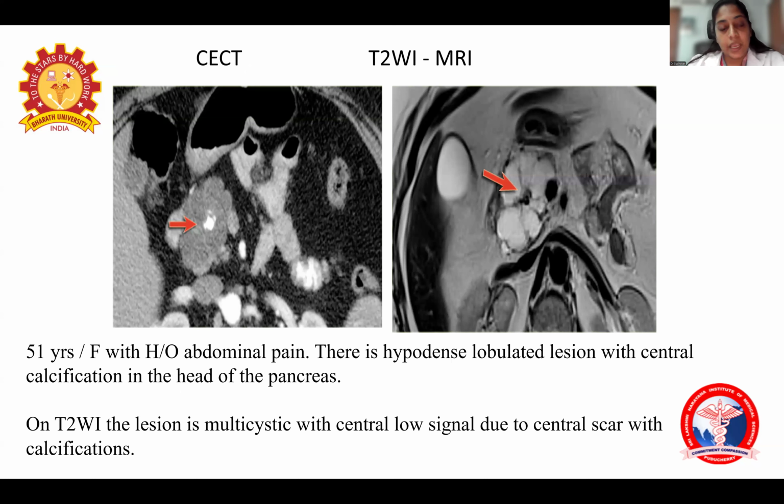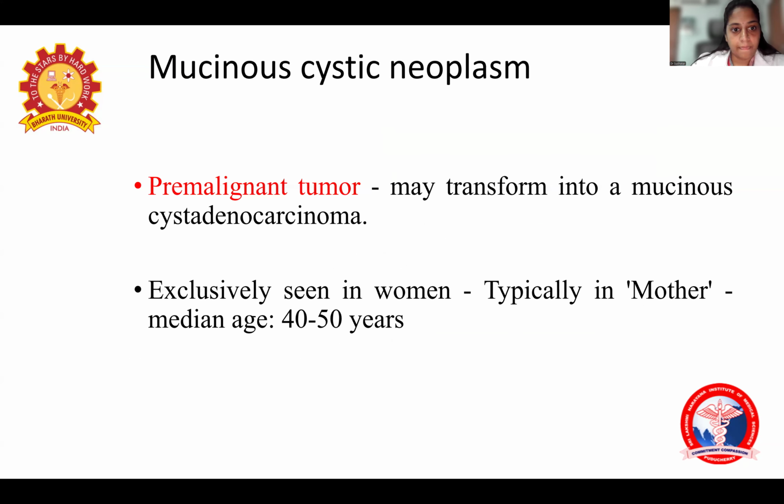See, this is an MRI T2 weighted image, which shows that it is both a CT and MR image. This is a contrast CT, where you can see that in a 51-year-old female, history of abdominal pain, there is a hyperdense lobulated lesion with central calcification in the head of the pancreas. Whereas in T2, you can see beautifully that it is multicystic with a low central signal, which is a scar with calcifications. Okay.